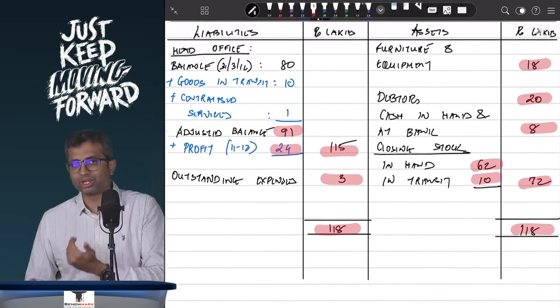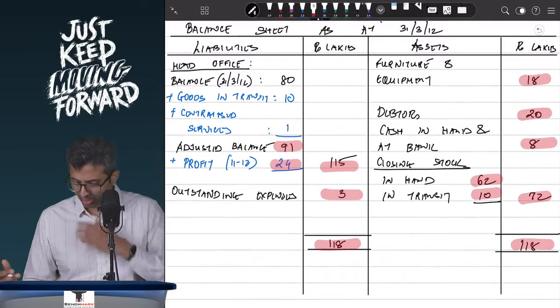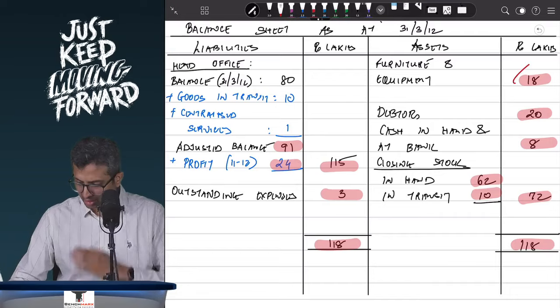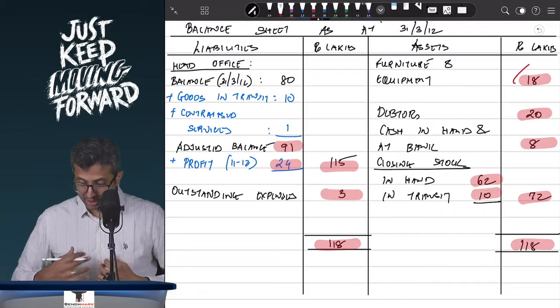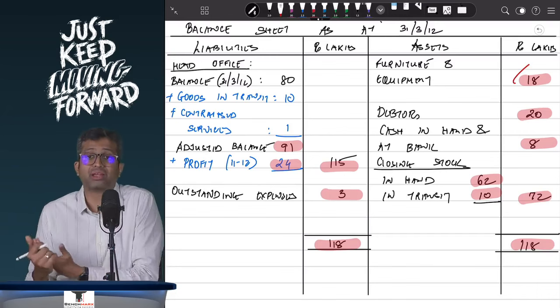Now you have to take over everything of the branch into the head office. So all your assets will be taken over. Furniture account debit. So in the books of the head office, ideally the branch will be like a debtor.